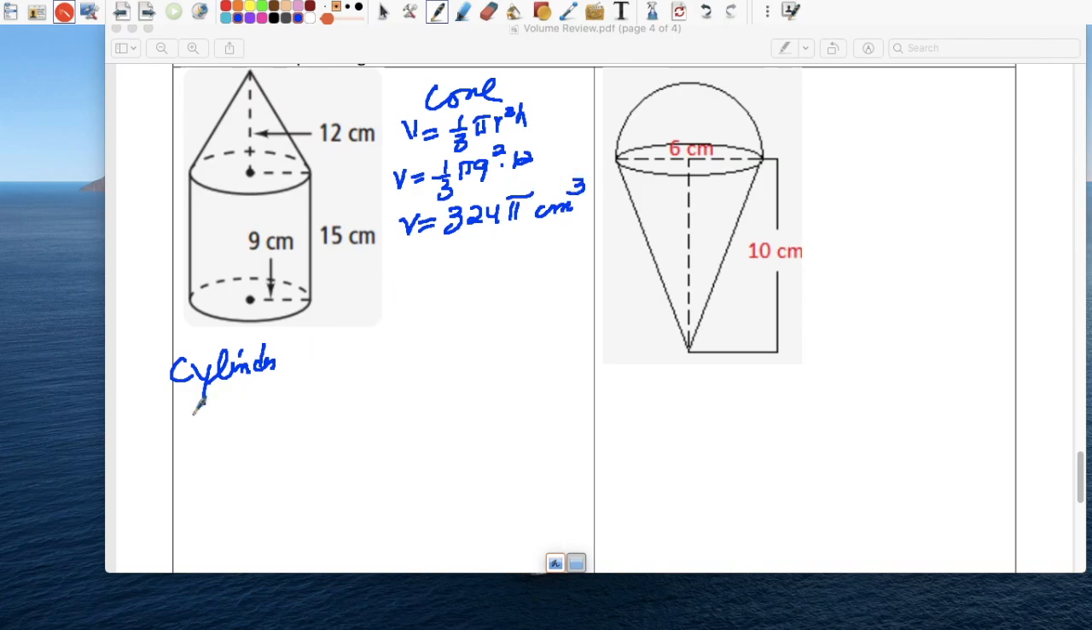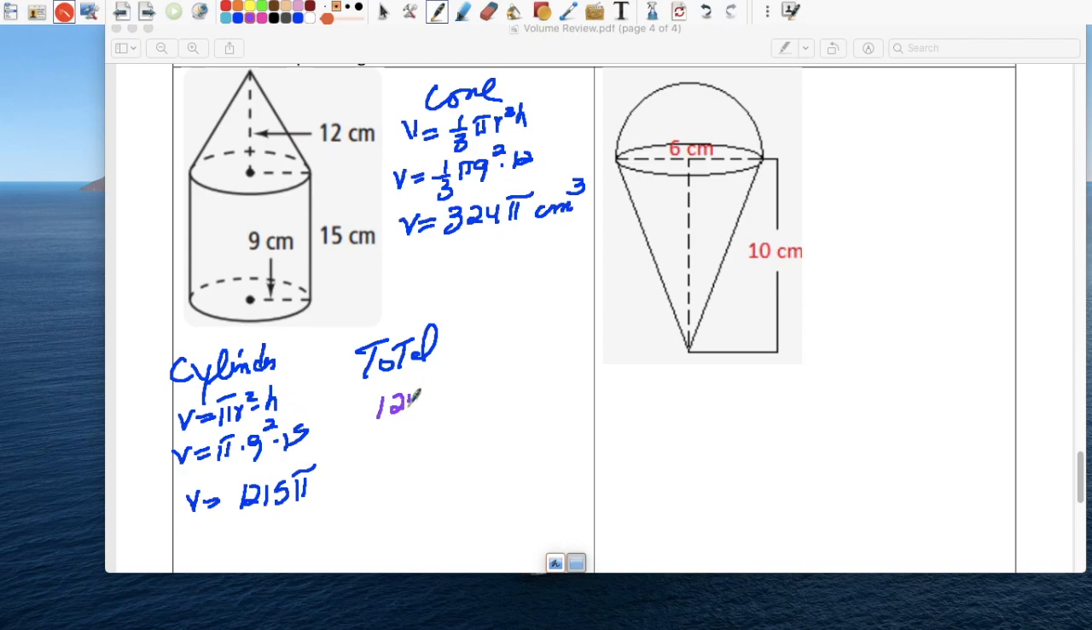And then the cylinder is pi, the radius is 9 again, so 9 squared, and the height's 15. So if you leave it in terms of pi, it makes it a little easier. 81 times 15, and you get that the volume of the cylinder is 1,215 pi. Now, to find the total, we add both, and it's probably easier to add it in terms of pi first.